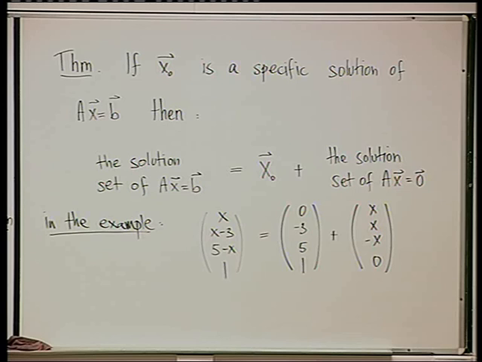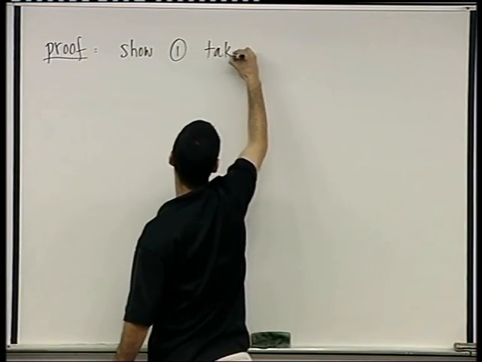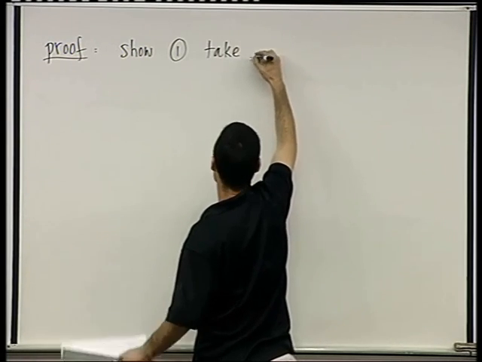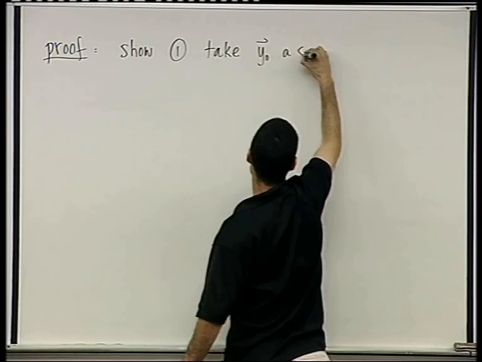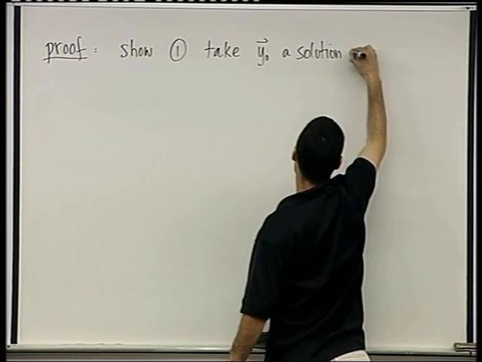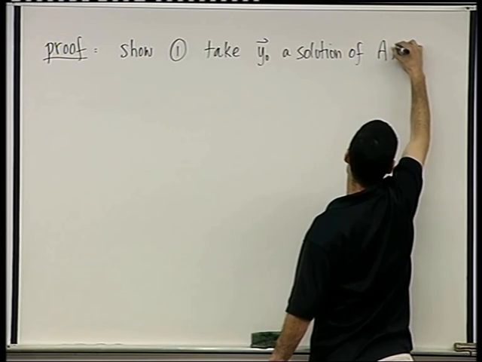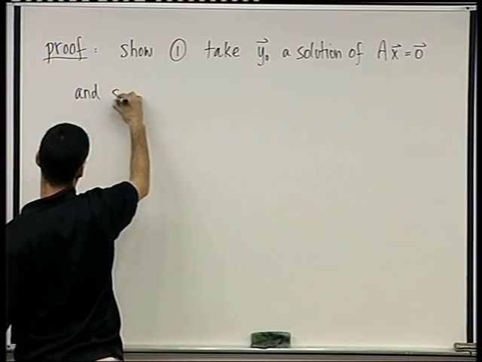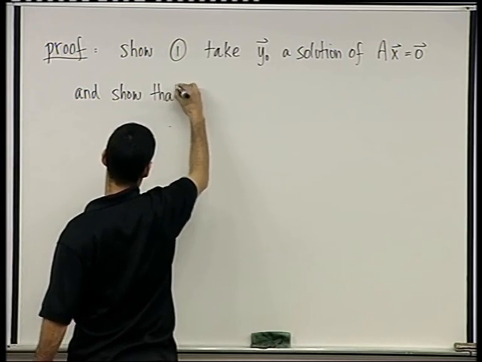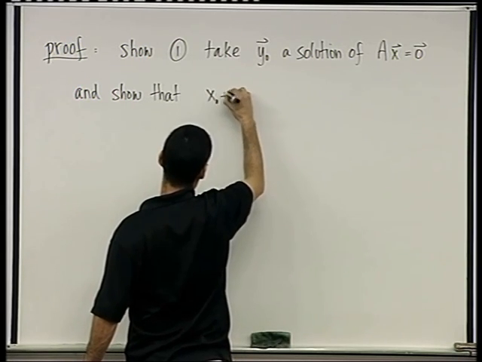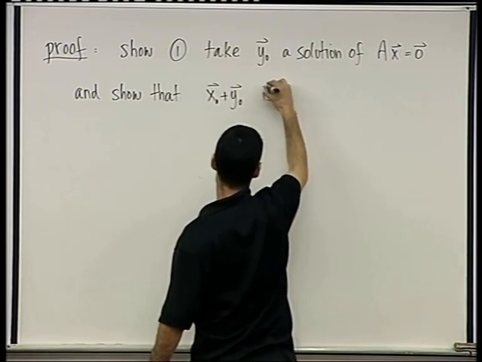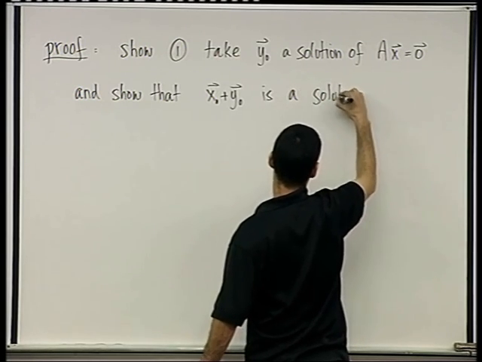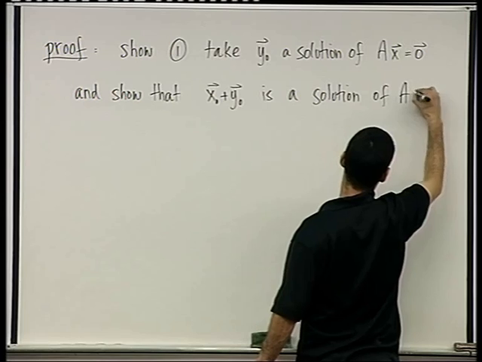So proof, show. 1, take y0, a solution of the homogeneous one, and show that x0 plus y0 is a solution of the non-homogeneous one.